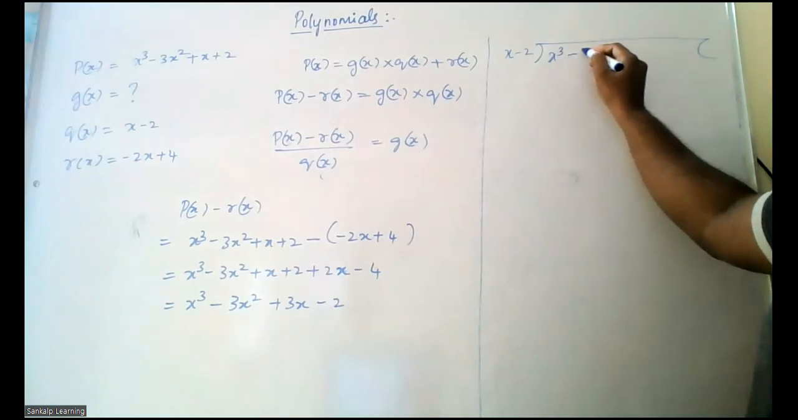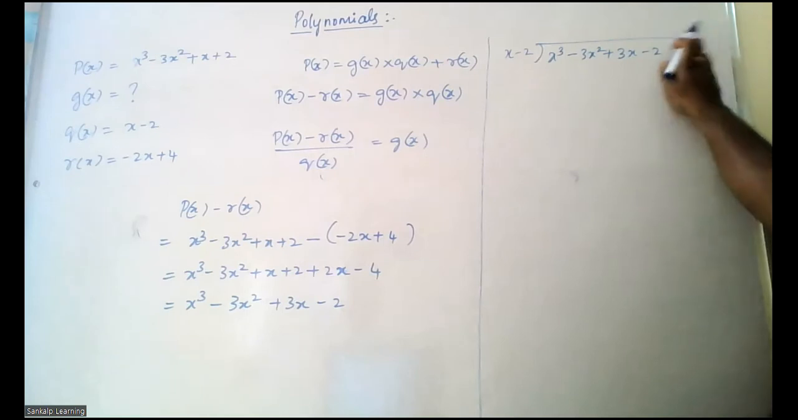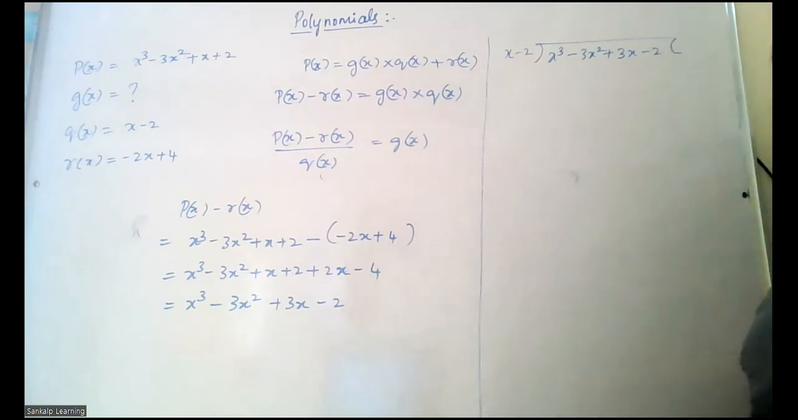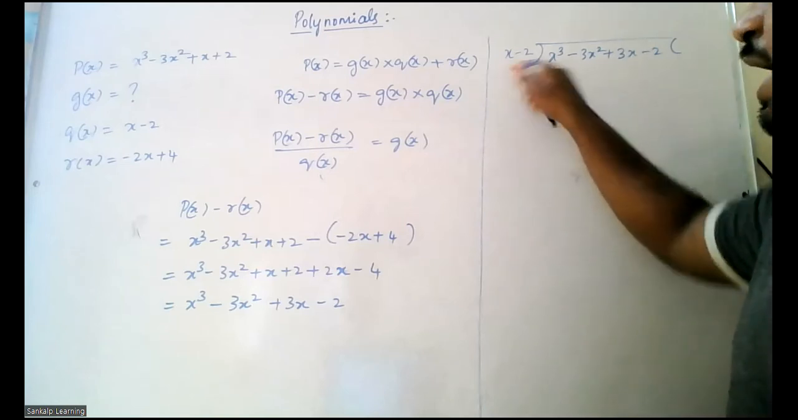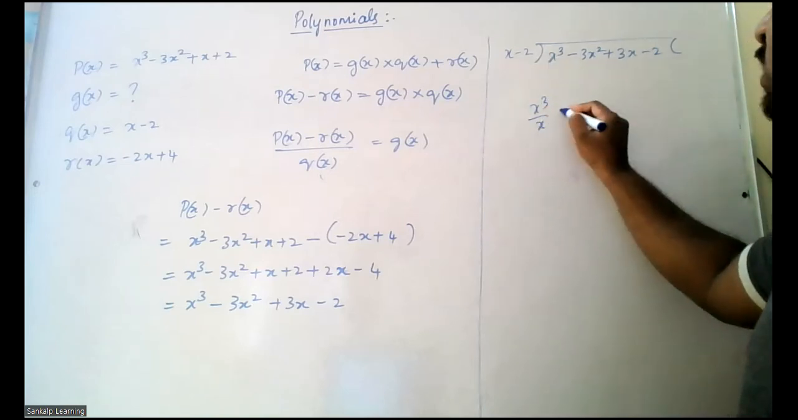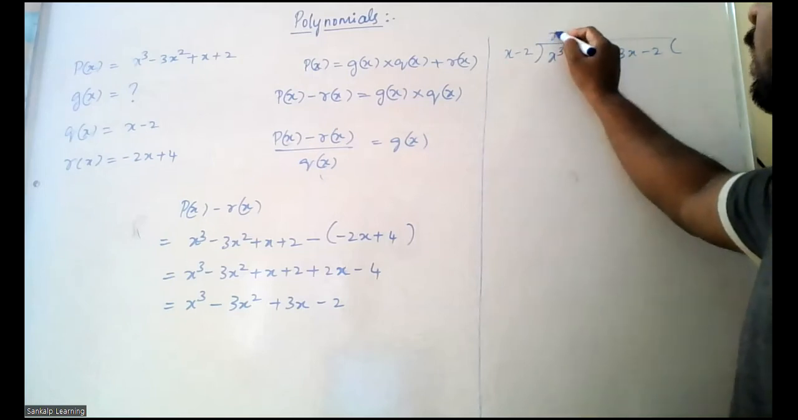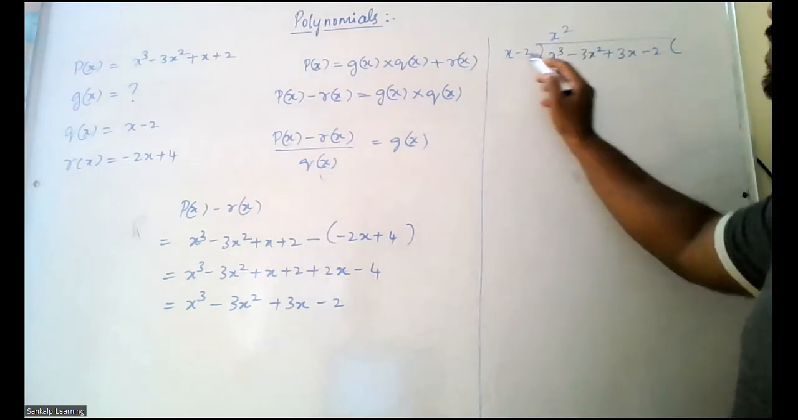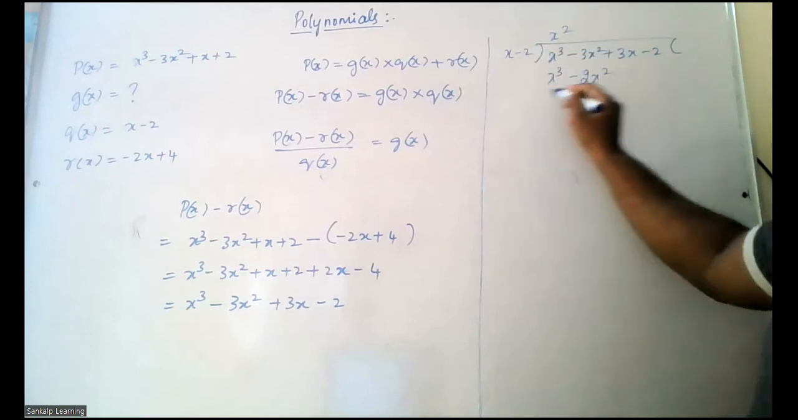x cube minus 3x squared plus 3x minus 2, isn't it? Now what is the procedure? Take the first term here and the first term here, divide it. x cube by x, what do we get? x squared. So our first quotient is x squared. So let's multiply. x squared into x is x cube, x squared into minus 2 is minus 2x squared.